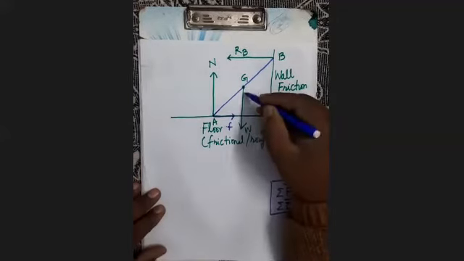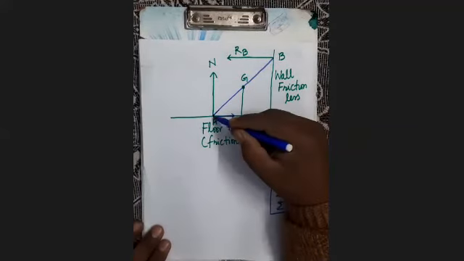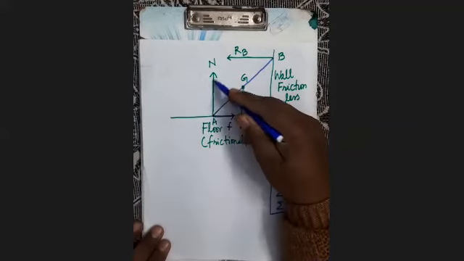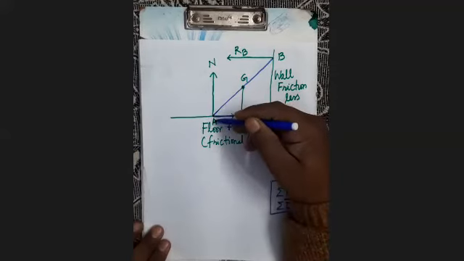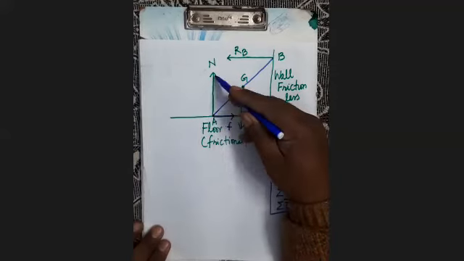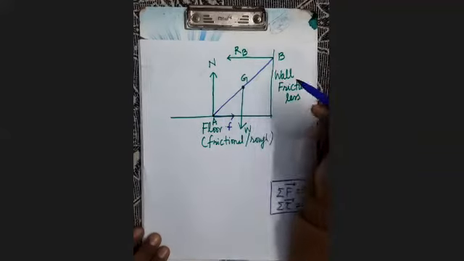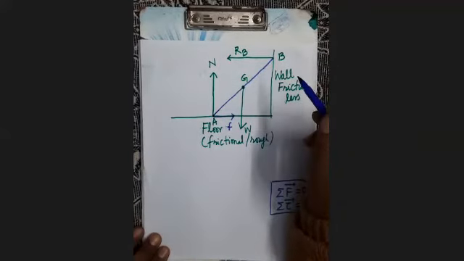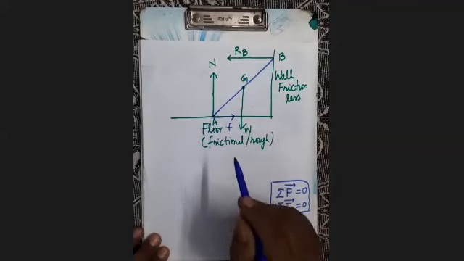One is the weight acting vertically downward from the center of gravity. One is the normal reactionary force N, which is acting vertically upward, acting at the point A. It is capital N. Another is the normal reactionary force acting at the point B. It is RB. It is also perpendicular. And a static frictional force F here in this direction.